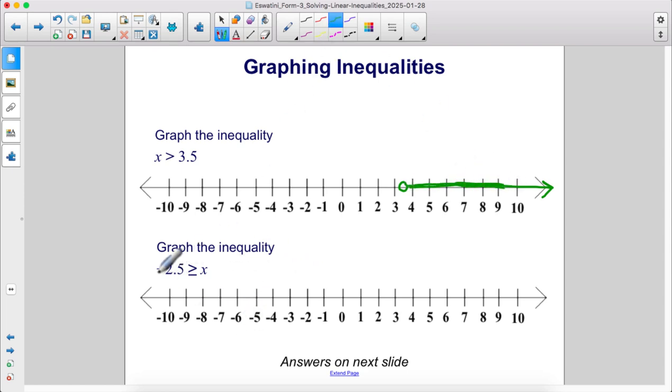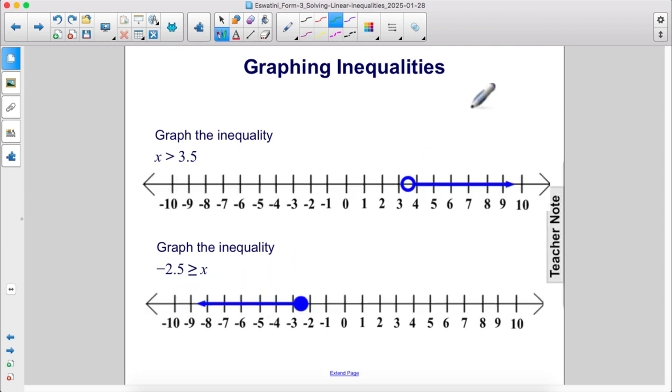All right, here, negative 2.5 is our number. There's going to be a closed circle because we have an equal sign here. All right, x is less than or equal to negative 2.5. Less than means to the left. Another way to say this, see how we have the number and then the variable on the right side, you can always flip it around, because then x is less than or equal to negative 2.5, and it becomes clearer which way to draw the ray. And here are the solutions.